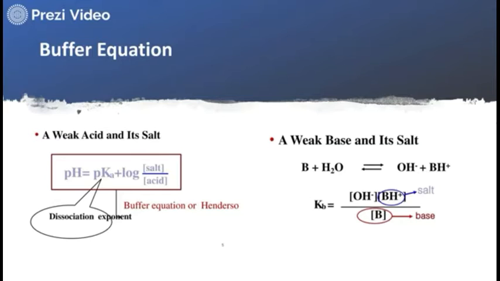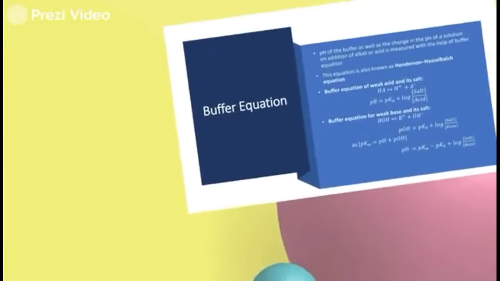So for the basic buffer, that means NH4OH and NH4Cl, this solution contains an excess of ammonium ions, a large amount of ammonium hydroxide and a small amount of hydroxyl ion. On adding an acid like HCl, the hydrogen ions added will be removed by ammonium hydroxide. That means H+ plus NH4OH gives H2O plus NH4+. Thus the solution suffers no change in pH.